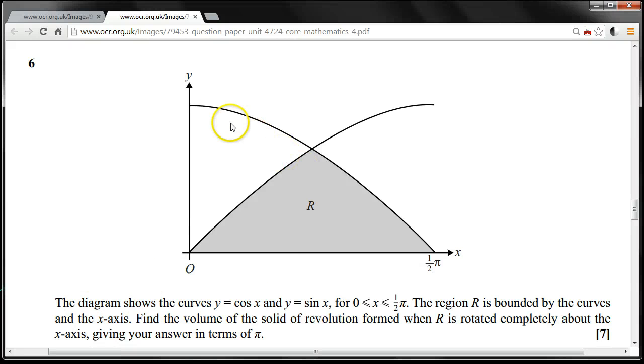The diagram shows a curve of y equals cos x and y equals sin x for x between 0 and pi over 2. The region R is bounded by these curves and the x-axis. Find the volume of the solid of revolution formed when R is rotated completely about the x-axis. Give me your answer in terms of pi.